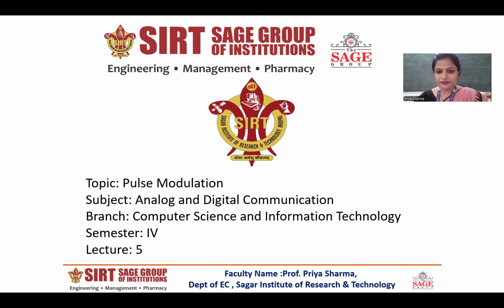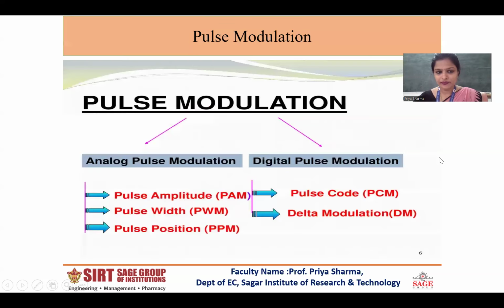So basically, what is a pulse modulation system? In pulse modulation, the carrier is in the form of a train of periodic rectangular pulses. Pulse modulation can either be analog or digital. In analog pulse modulation, the amplitude, width, or position of the carrier is changed in accordance with the modulating signal. This results in pulse amplitude modulation, pulse width modulation, or pulse position modulation. So basically, all three modulations are examples of analog pulse modulation.